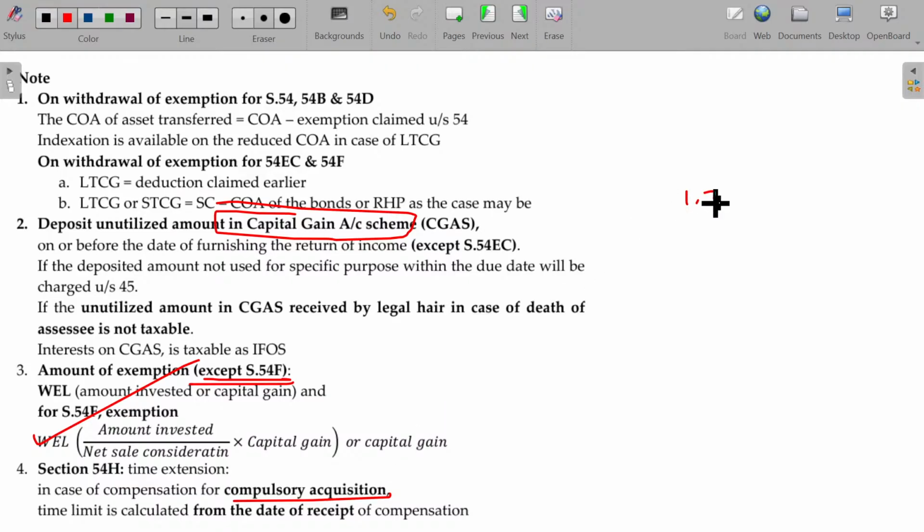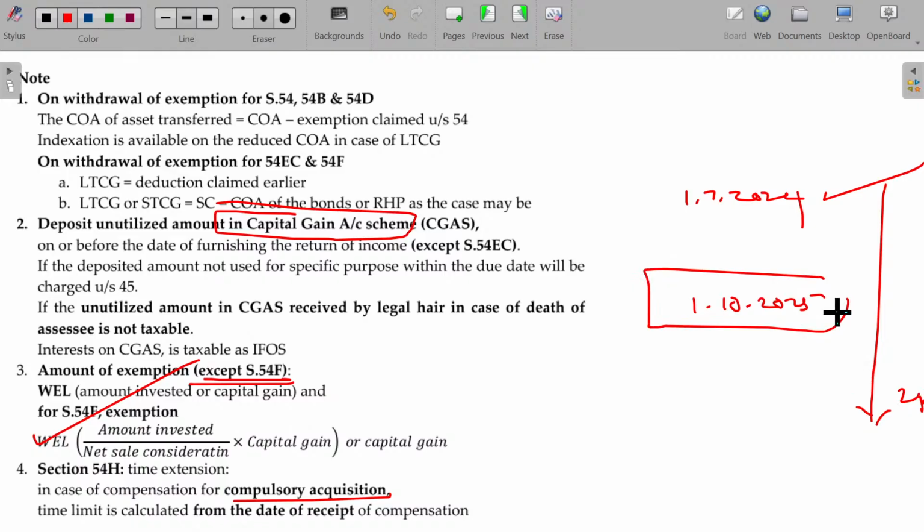The sale happened on 1st July 2024, but you got the consideration only on 1/10/2025. Now, within which period you have to invest? From the date of transfer within 2 years, right? In case of 54, purchase the new asset within 2 years from the date of transfer. But you got the consideration only on this date, right? Then what can we do? From this date, 2 years will be allowed under section 54H, time extension. In case of compensation for compulsory acquisition, the time limit is calculated from the date of actual receipt of such compensation, not the actual date of transfer. So these are the additional points you have to understand for the deductions part. Okay.